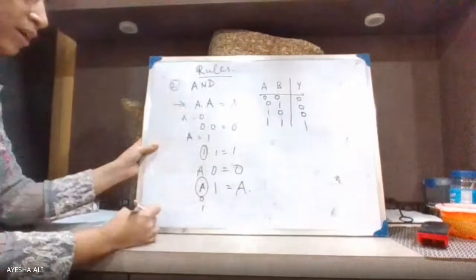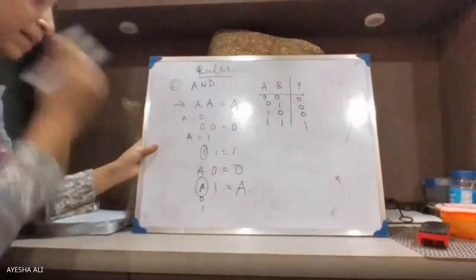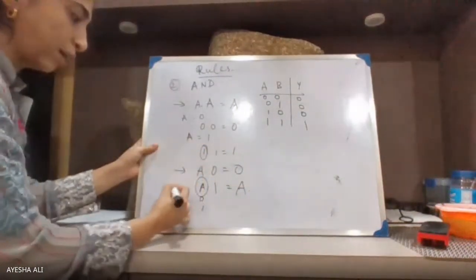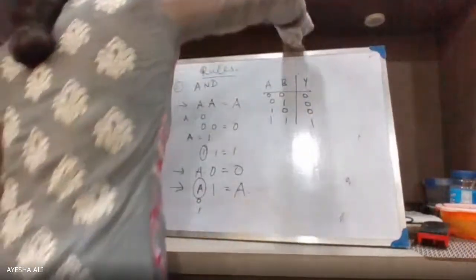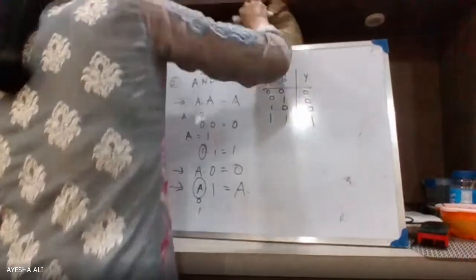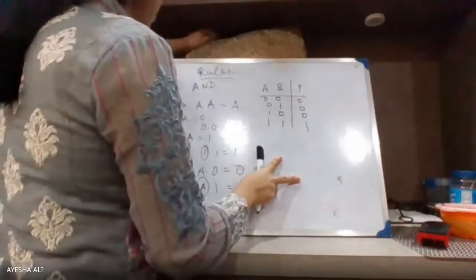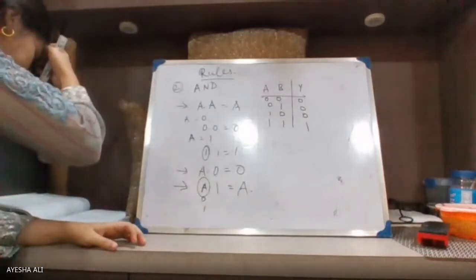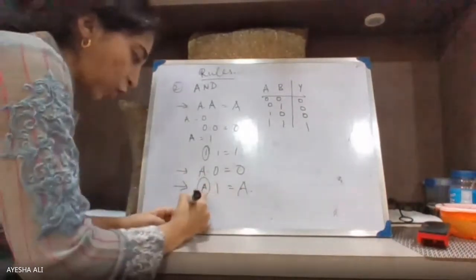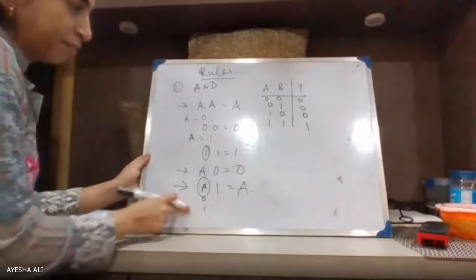This is the first one. If A dot A is A, next is A dot 0 is 0. A dot 1 is A. Sorry again, my code is not very stable. Third is A dot A complement.